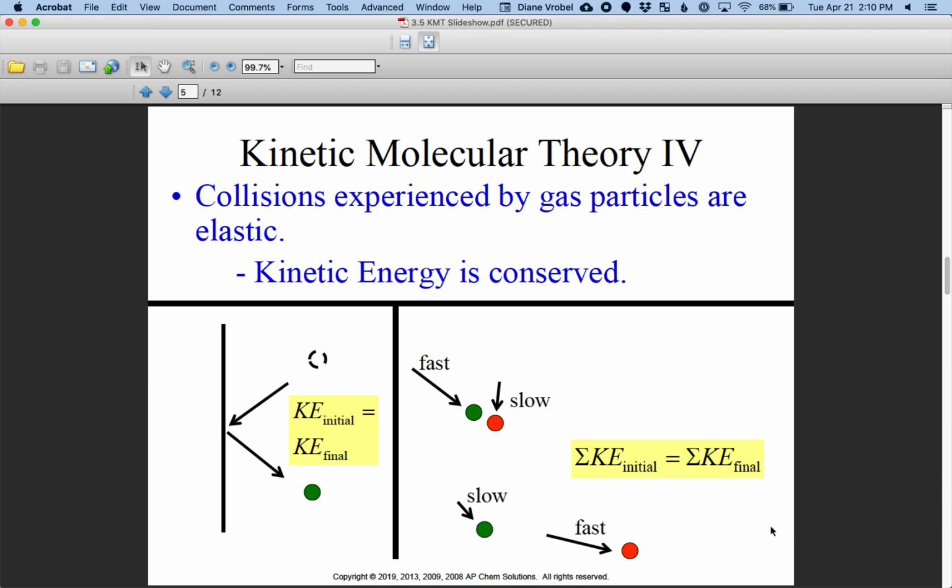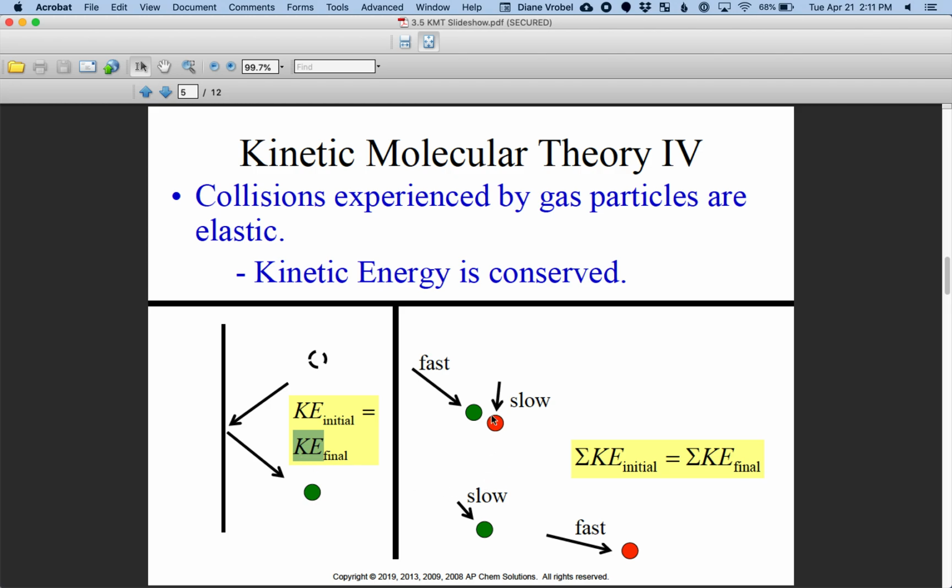So, what does this mean? This means that kinetic energy is conserved. So, if they collide with the wall, we're assuming that the initial kinetic energy that they had before they hit the wall is going to be the same after they hit the wall. So, we're assuming they do not lose energy when they collide.